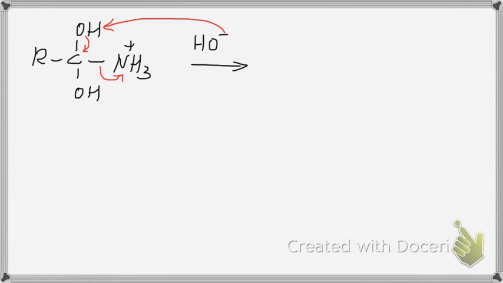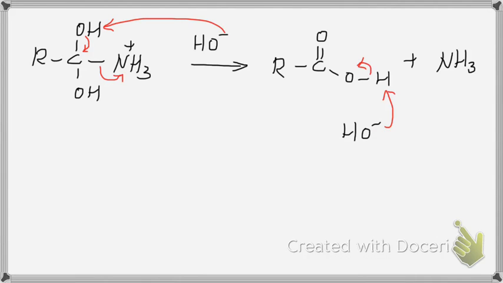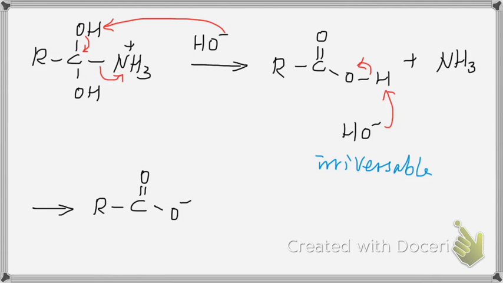Then the collapse of the tetrahedral intermediate, we have the base grabbing the H on the OH, carbonyl reforms, and the NH3 leaves. That gives carboxylic acid and ammonia. But since it's under basic condition, carboxylic acid will be deprotonated by the base to form the carboxylate. And it's this last step that makes the overall reaction irreversible.